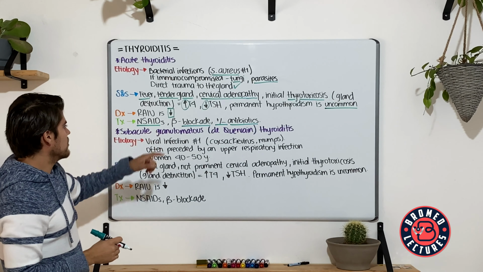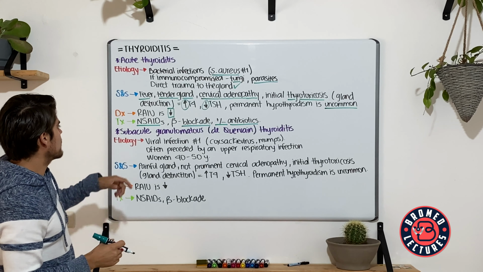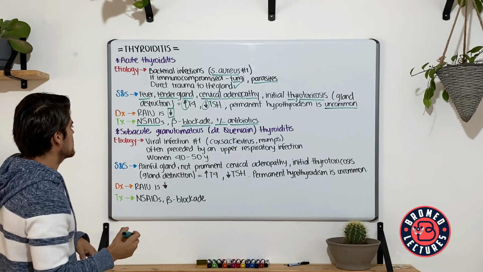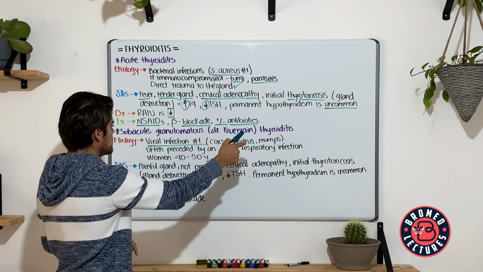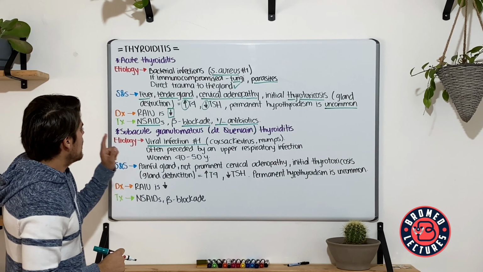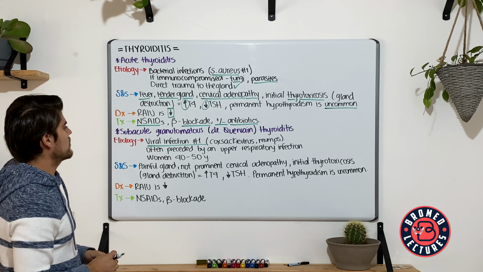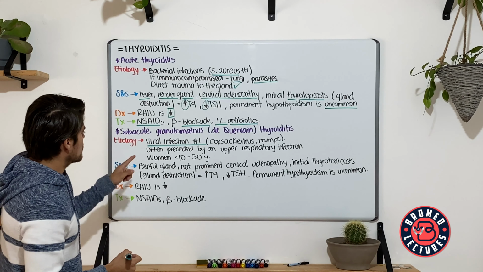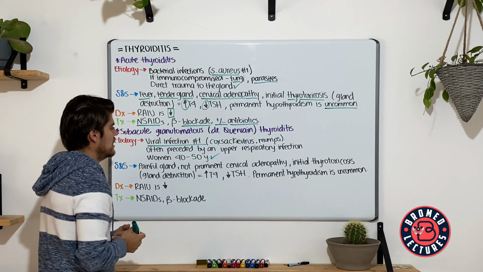So for the subacute granulomatous or De Quervain thyroiditis, the etiology is going to vary. For these patients, viral infections are the number one cause. Coxsackie virus or mumps are usually related. And it is termed subacute because it's often preceded by an upper respiratory infection. It usually occurs in women 40 to 50 years of age.